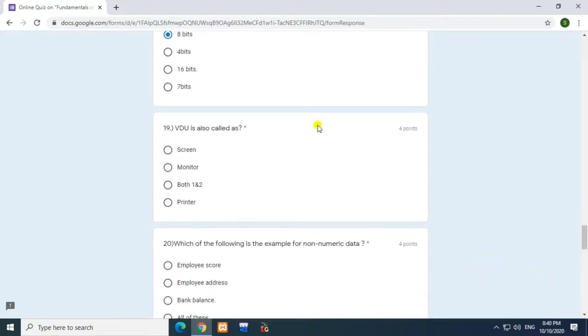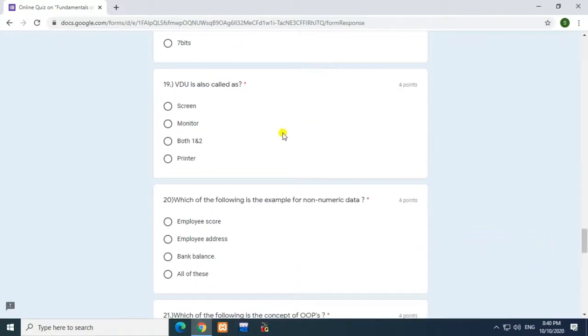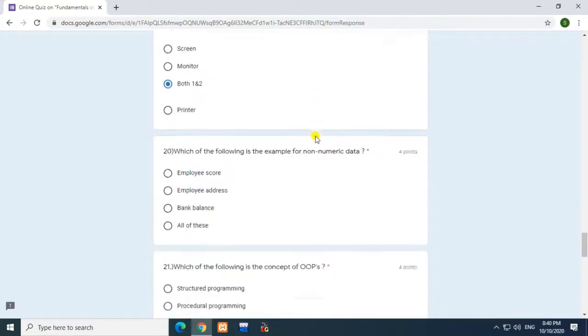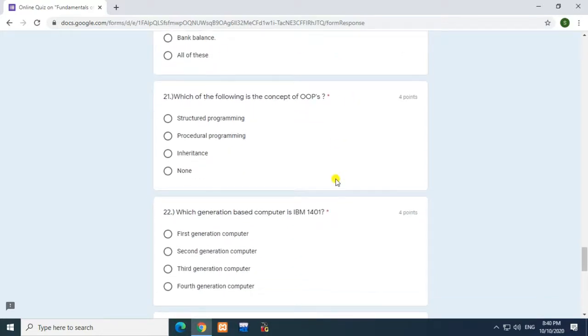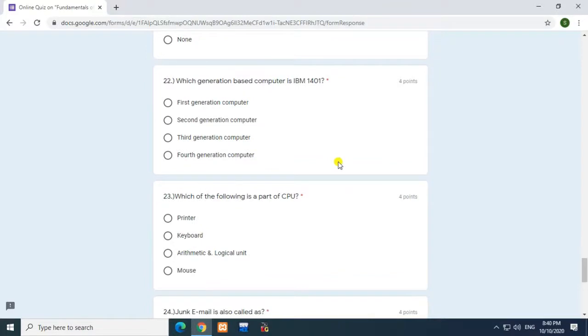Question 19. VDU is also called as. Answer both 1 and 2. Question 20. Which of the following is the example for non-numeric data? Answer employee address. Question 21. Which of the following is the concept of OOPs? Answer inheritance. Question 22. Which generation-based computer is IBM 1401? Answer second generation computer.